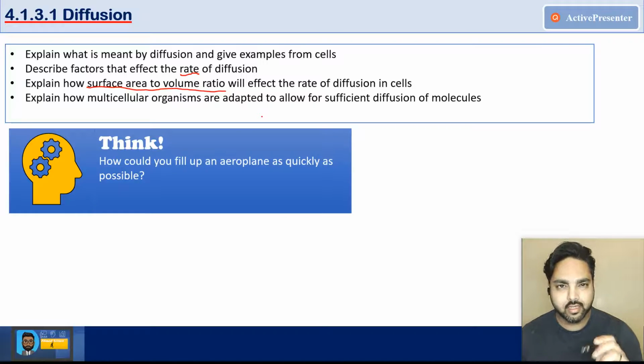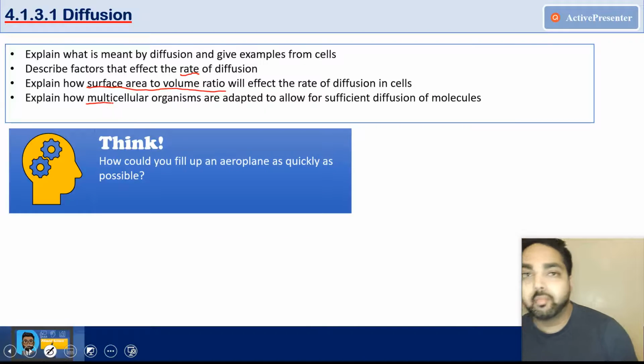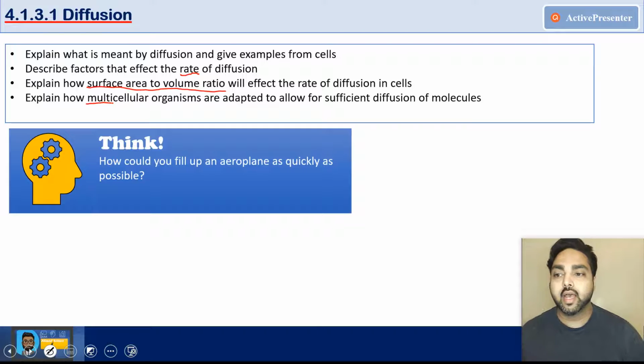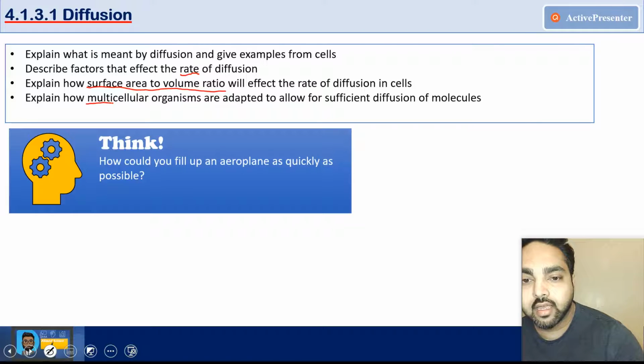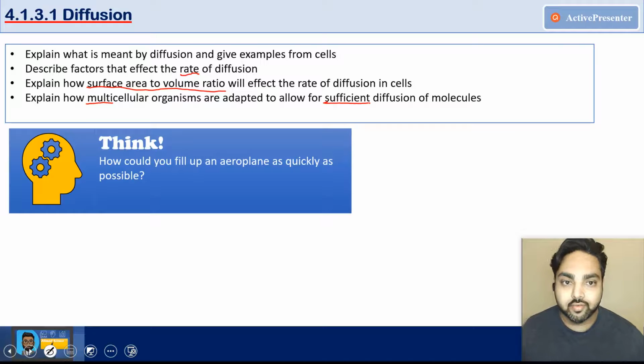Now let's take a second and break that down. What do we mean by multicellular? Well, multi means more than one, and then cellular is referring to cells. And then this other thing here, sufficient diffusion. Who decides what is sufficient? Well, if the organism is still alive, then great, that's sufficient. That's what we're trying to achieve whenever we're talking about diffusion into and out of cells.